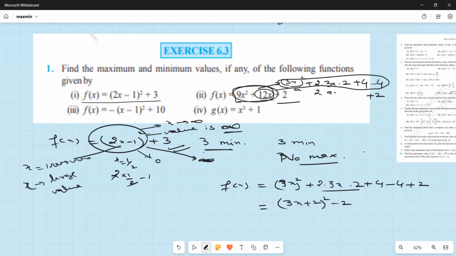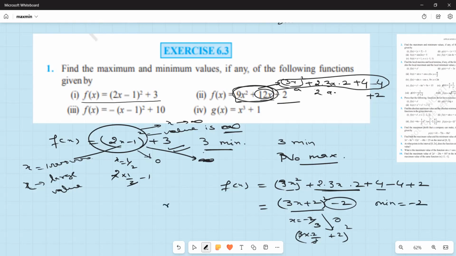So what am I getting? a square plus b square plus 2ab. So isn't it (a plus b) whole square? Yes ma'am. Minus 4 plus 2 is minus 2. So if I take x is equal to minus 2 by 3 over here, what will it get? 3 into minus 2 by 3 plus 2. Isn't it 0 again? Yes ma'am. So what minimum value am I getting? -2 ना बच्चे? -2. Minimum.